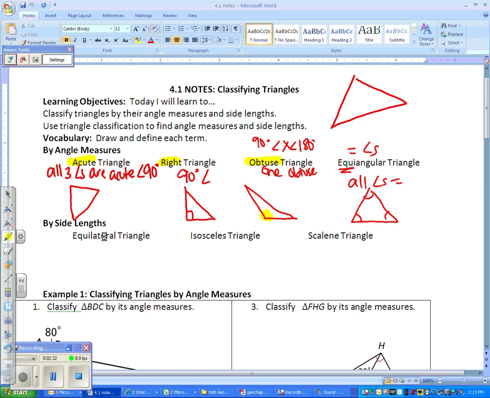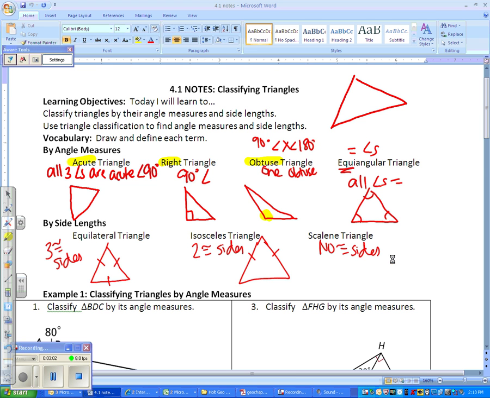If you want to classify triangles by side lengths, there are 3 possible answers. Equilateral, again, equa kind of means equal. Lateral is talking about sides. So an equilateral triangle has 3 congruent sides. An isosceles triangle has 2 congruent sides. And a scalene triangle has no congruent sides. So if I drew a triangle like this, and I didn't put any tick marks, then no sides are the same.